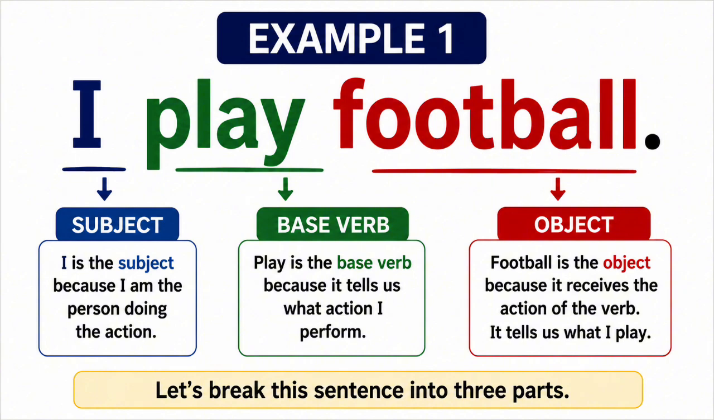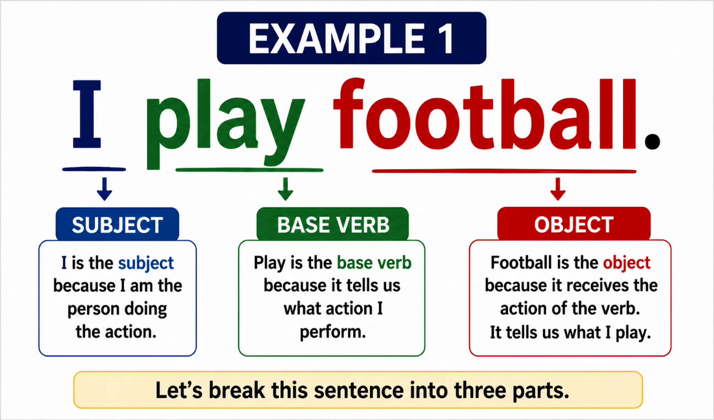Example number 1. I play football. Let's break the sentence into 3 parts. I is the subject because I am the person doing the action. Play is the base verb because it tells us what action I perform. Now, football. Football is the object because it receives the action of the verb. It tells us what I play. So we can say subject I, base verb play, and object football.